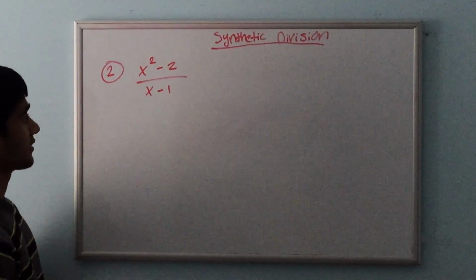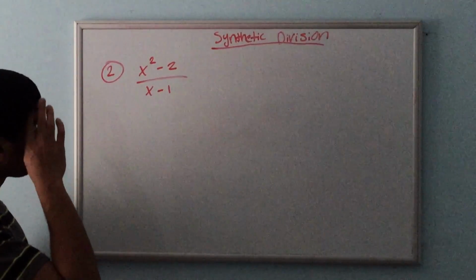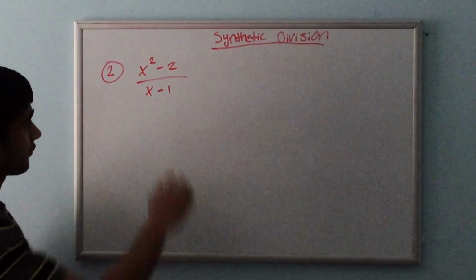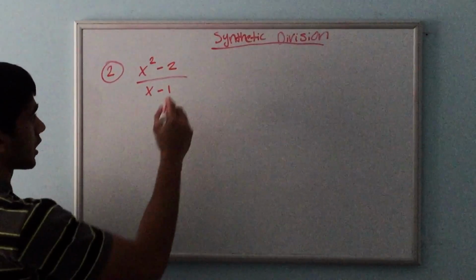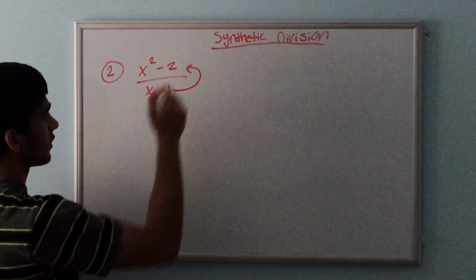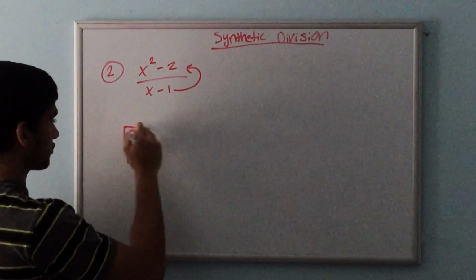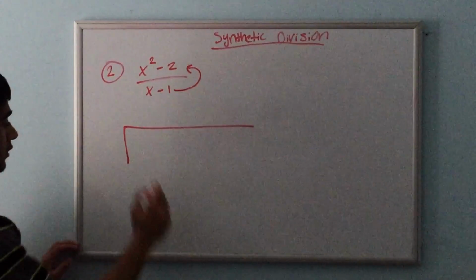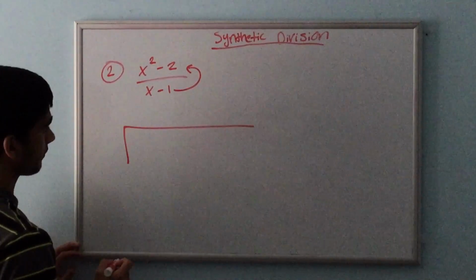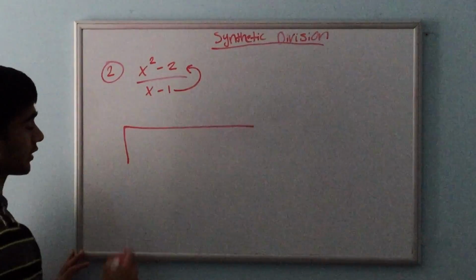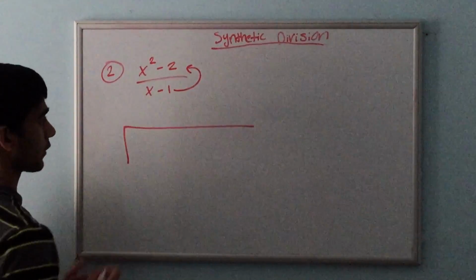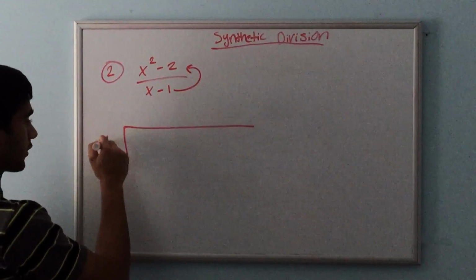So the next problem is x squared minus 2 over x minus 1. And we need to simplify this and find what this equals. And remember, we're dividing this into this. So the first step is to always draw the box, the half rectangle. Remember, what goes here is the opposite of the denominator. The opposite of the denominator is 1, because if you plug in 1 for x, you get 0. So you have 1 over here.